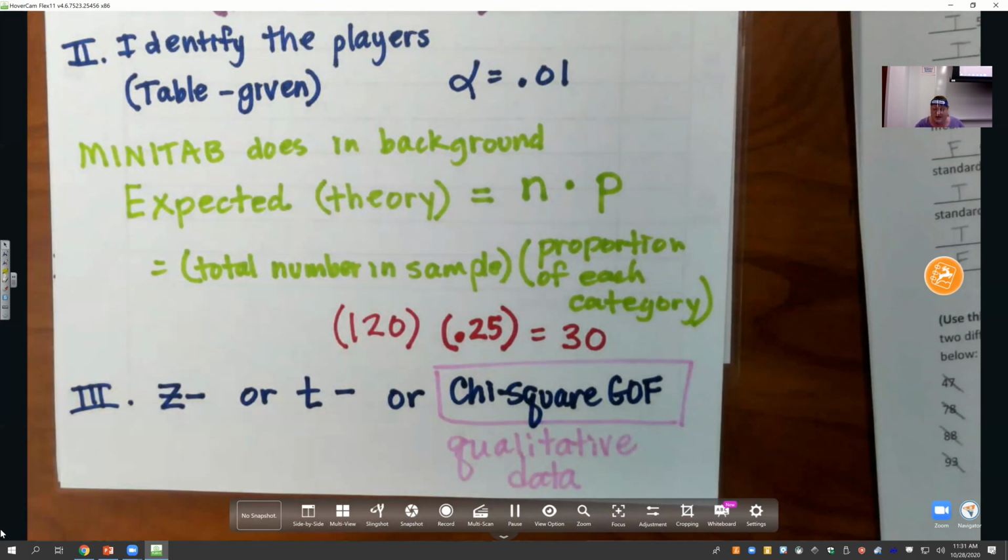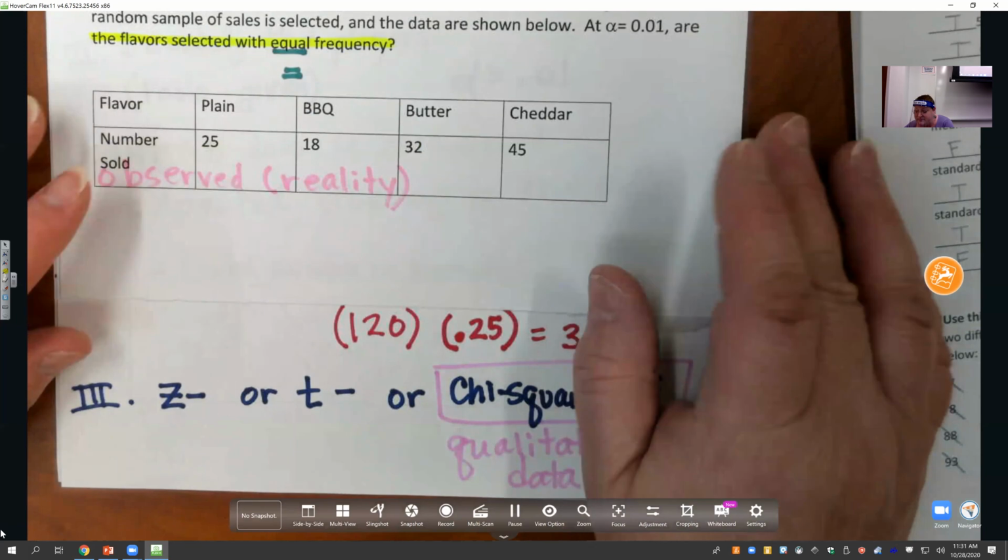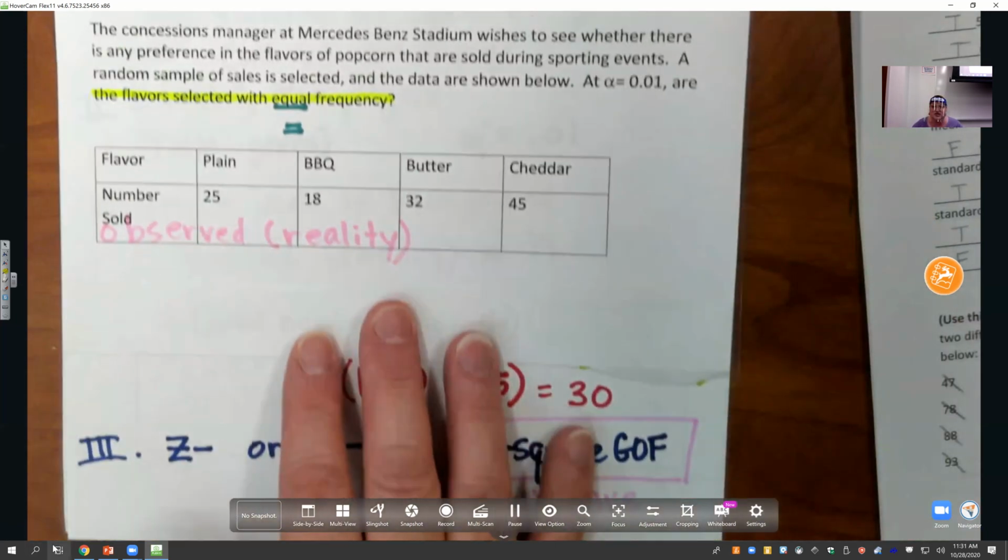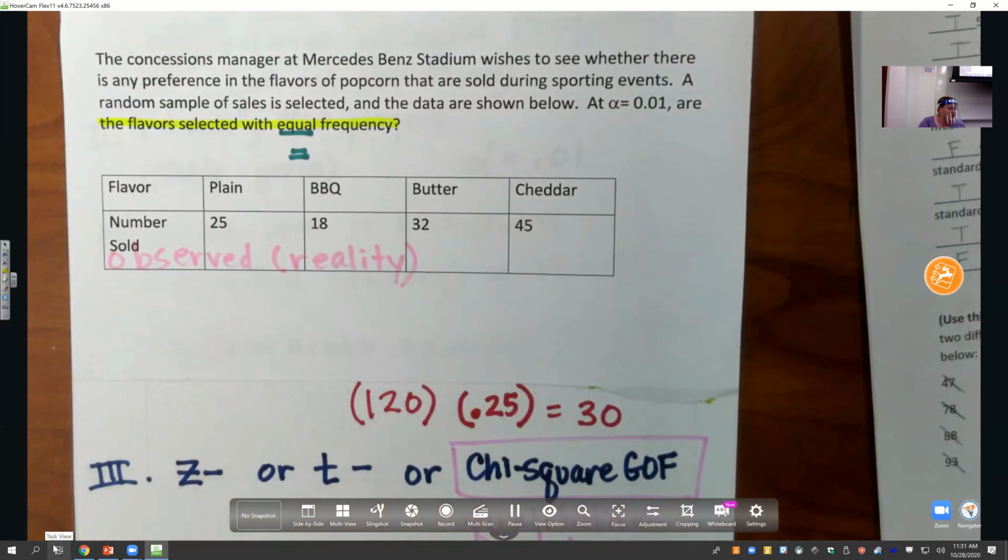Nowhere in that paragraph for this problem does it talk about mean. Remember, the Z-test and the T-test are based on the mean. And nowhere in that paragraph does it talk about the mean. So I can nix them out pretty easily. And that only leaves one choice.